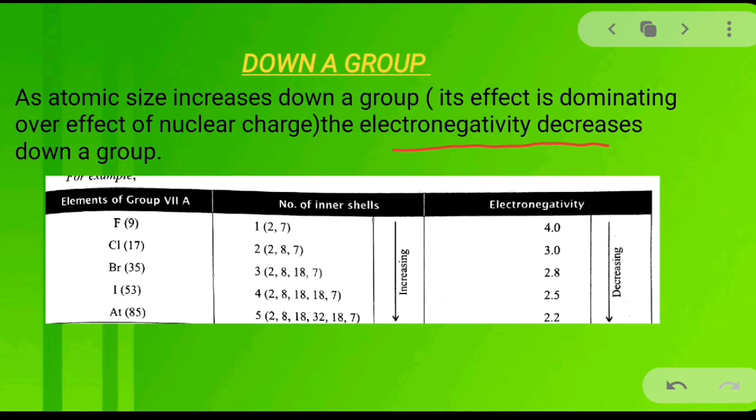I have taken here the group 17. In group 17, as we move from fluorine to astatine, the size of the members present in this group gradually increases because the number of shells increases. As the number of shells increases, size increases, and electronegativity decreases along the group or down a group.